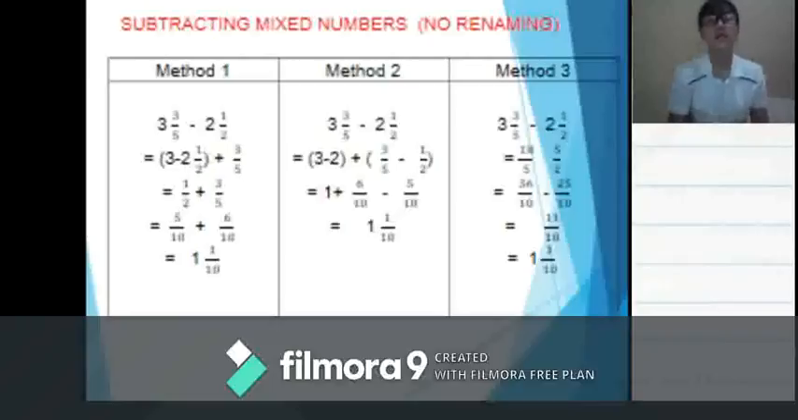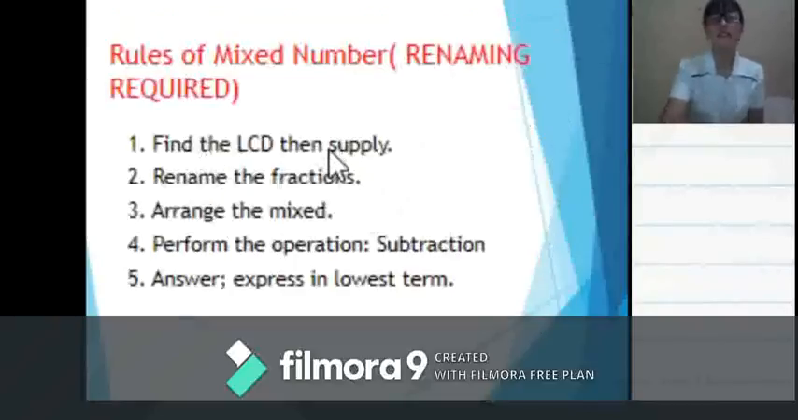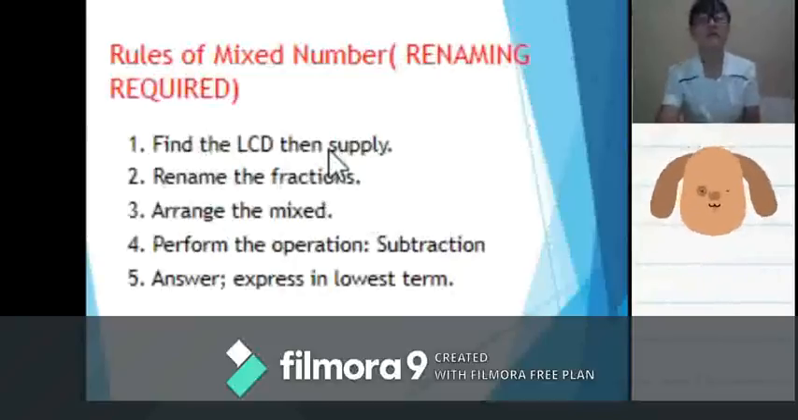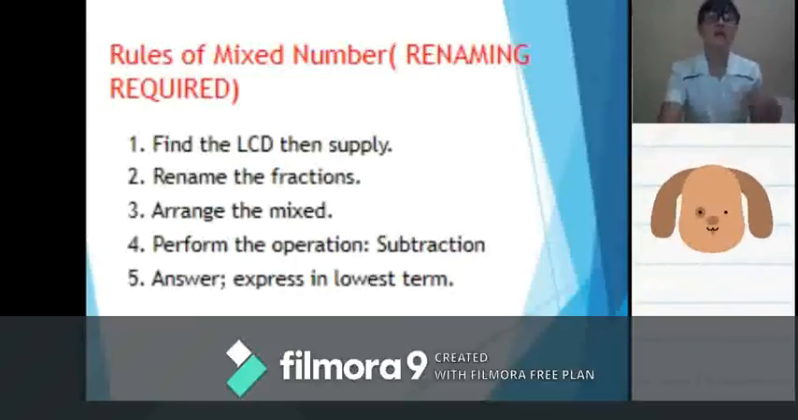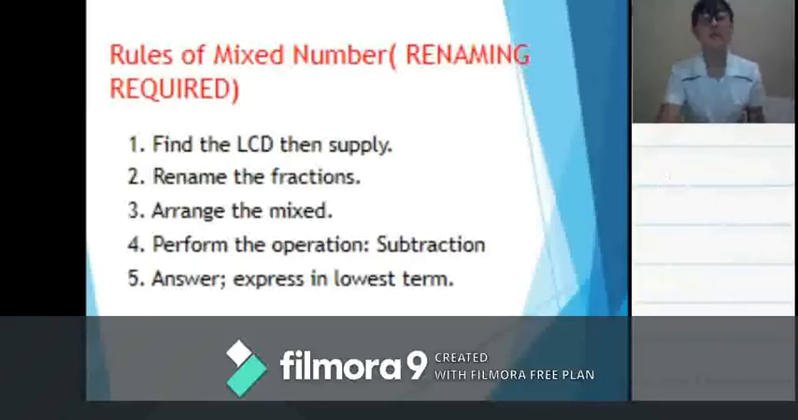But in this case, I want to give you knowledge to express the rules of mixed numbers by renaming. It means that when we talk about renaming, we have to change the minuend into a bigger one so that the subtrahend can be subtracted. Okay, so let's find the rules for the mixed number with renaming.